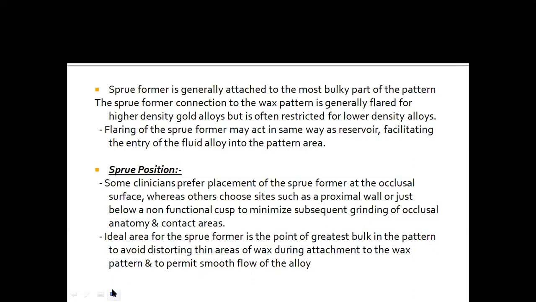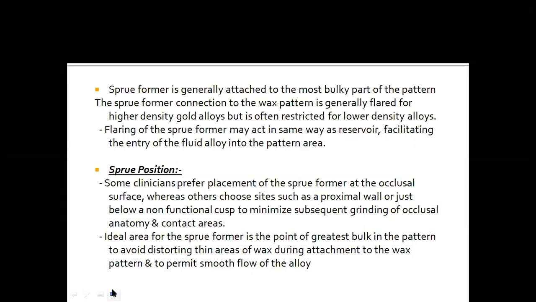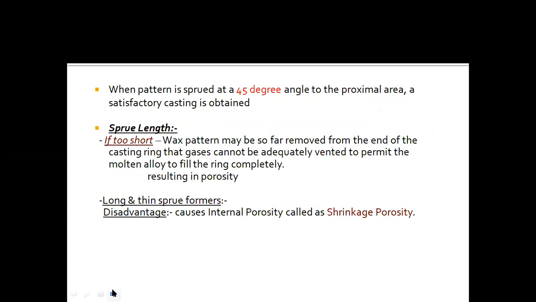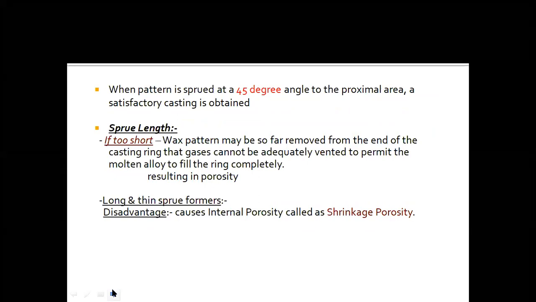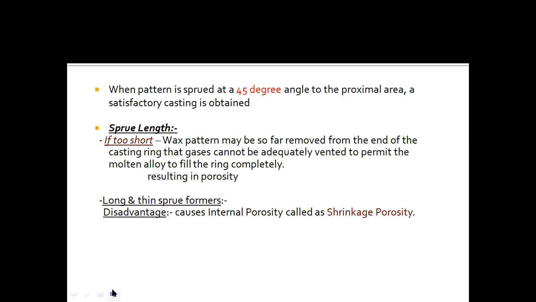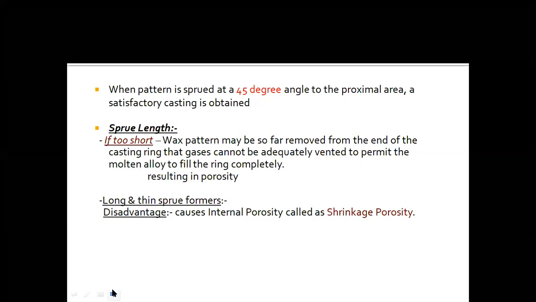Sprue position is very important, and a question asked many times, so you have to remember that. When the pattern is sprued at a 45 degree angle to the proximal area, a satisfactory casting is obtained. Always remember, the sprue has to be attached at an angle of 45 degrees to the pattern. Remember the angulation of sprue attachment: it is 45 degrees.